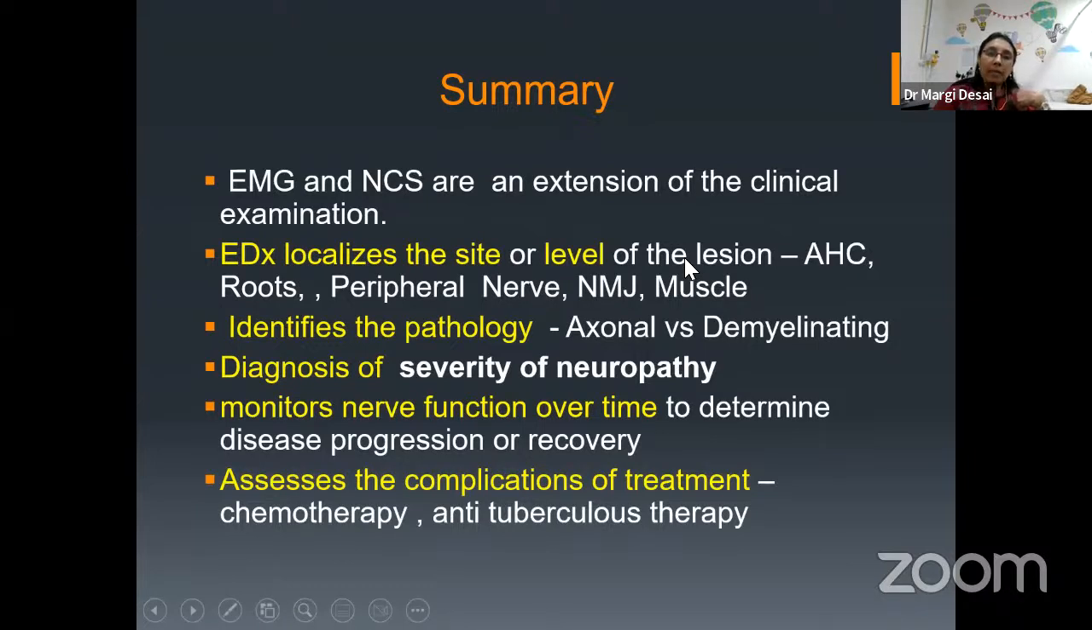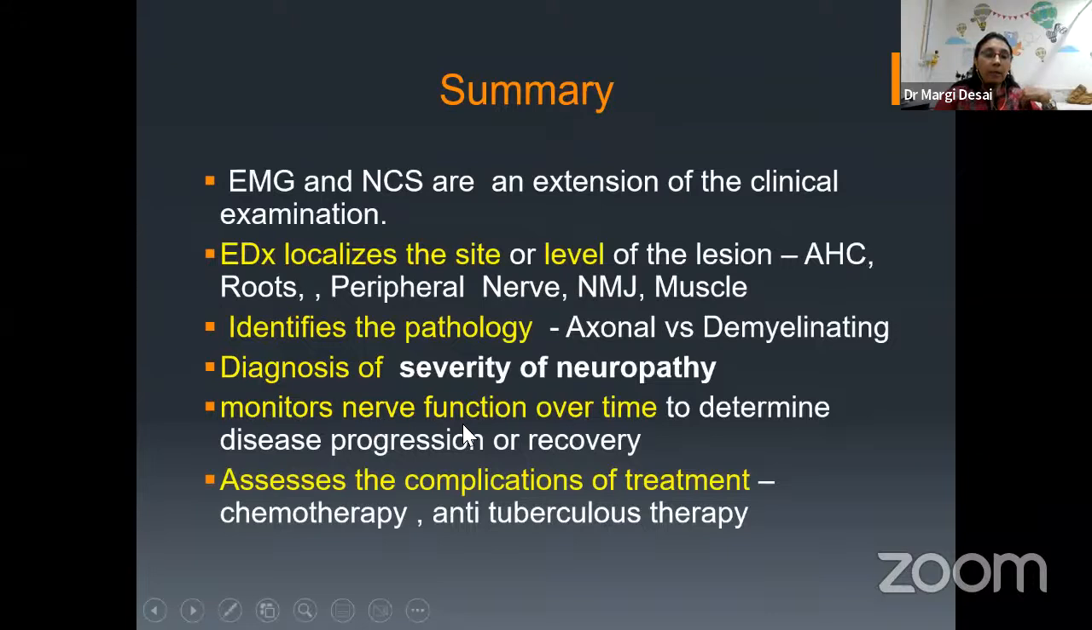Now, once you localize your lesion, you want to know what is the pathology of the lesion. Is it axonal or is it demyelinating? Now, we know that most demyelinating disorders can be treated. And axonal neuropathies usually carry a poorer prognosis. So it is important to judge the pathology of the neuropathy, and this can be determined from the nerve conduction test. After diagnosing this, we want to know what is the severity of the neuropathy. Is it mild, moderate, or severe? And nerve conduction can answer the question.